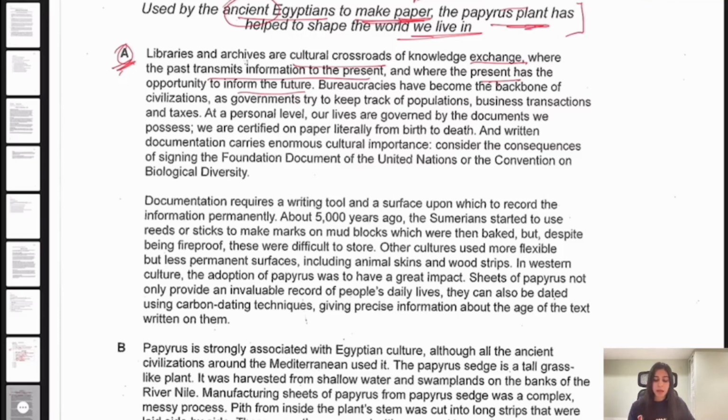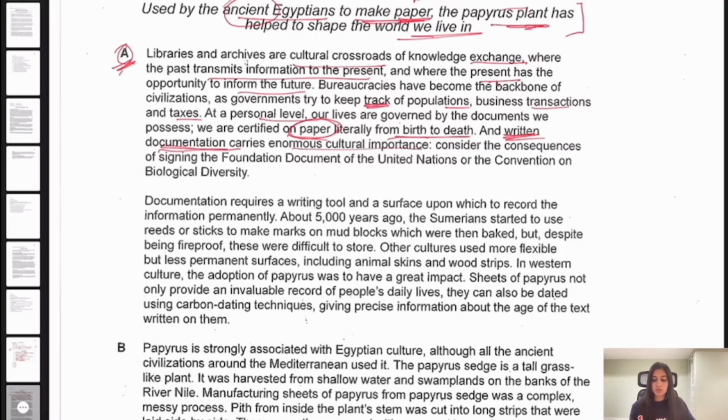Bureaucracies have become the backbone of civilizations as governments try to keep a track of population, business transactions, and taxes. At a personal level, our lives are governed by the documents we possess. We are certified on paper, literally from birth to death, and written documentation. So, written documentation should ring a bell. It was mentioned in one of the list of headings too.